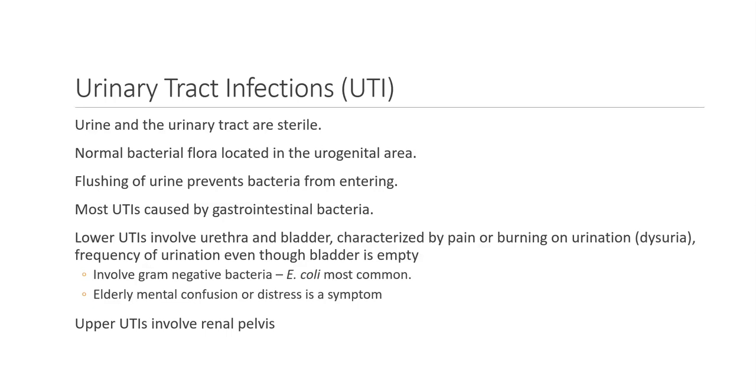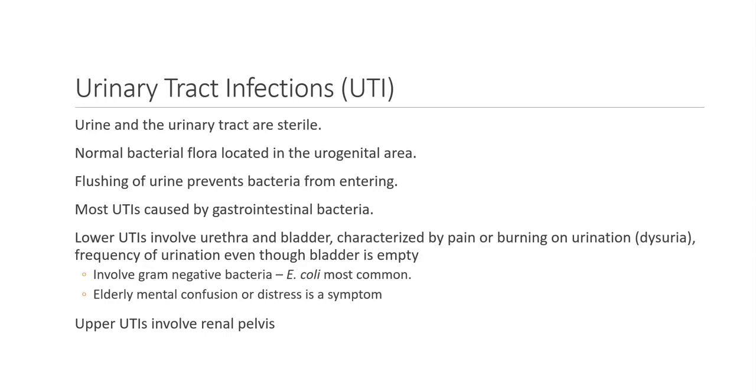Urinary tract infections are very, very common, and urine and the urinary tract are sterile. There is normal bacterial flora that's located in the urogenital area. And when you urinate, the flushing action of urine actually prevents bacteria from entering and going up into the urinary tract. Most UTIs are caused by gastrointestinal bacteria, and I want you to know the difference between what's affected in a lower versus an upper UTI.